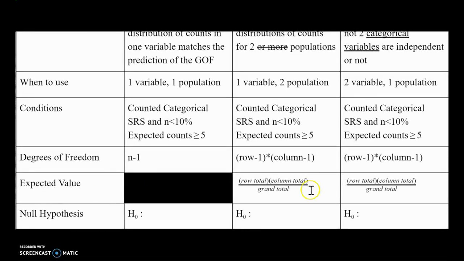For homogeneity and independence, it is this monster. It is your row total times your column total divided by your grand total.